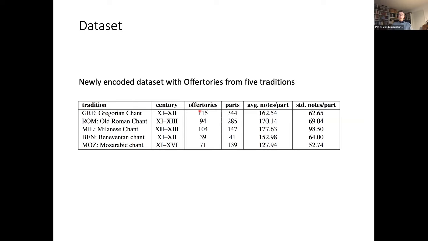So in total, we have quite some data: 115 offertories for Gregorian chant, and for Beneventan, only 39. That's all there is. So we are limited by the historic resources. And as I said, these offertories are divided in parts. So in total, we have hundreds of parts, and every part has, let's say, on average around 150 notes.